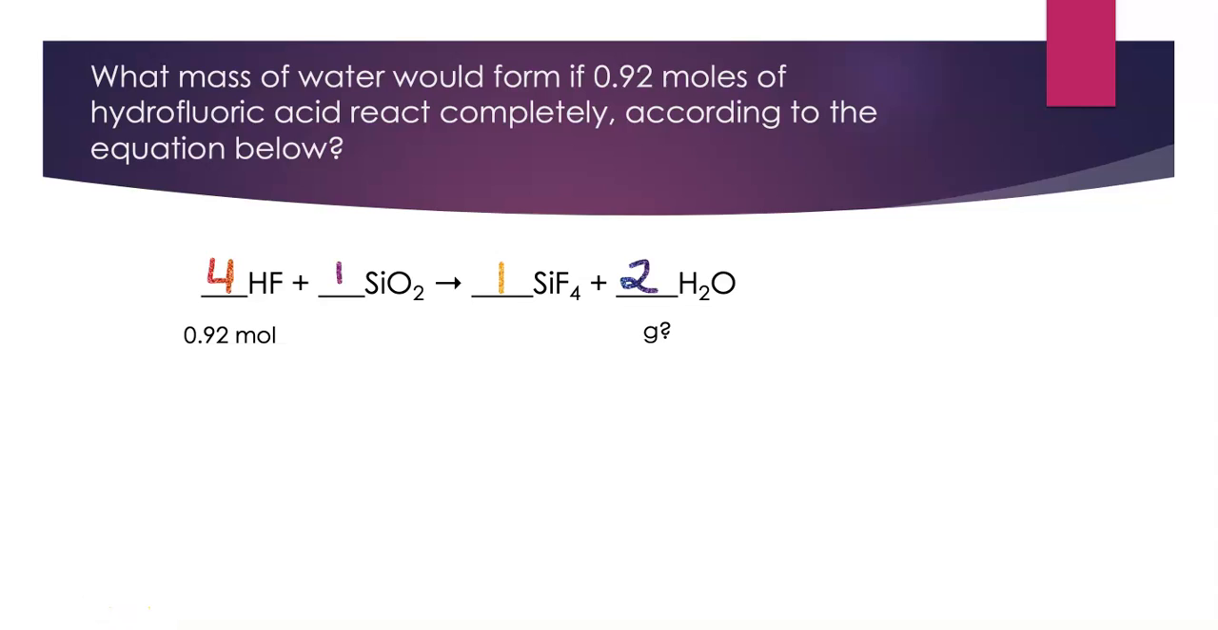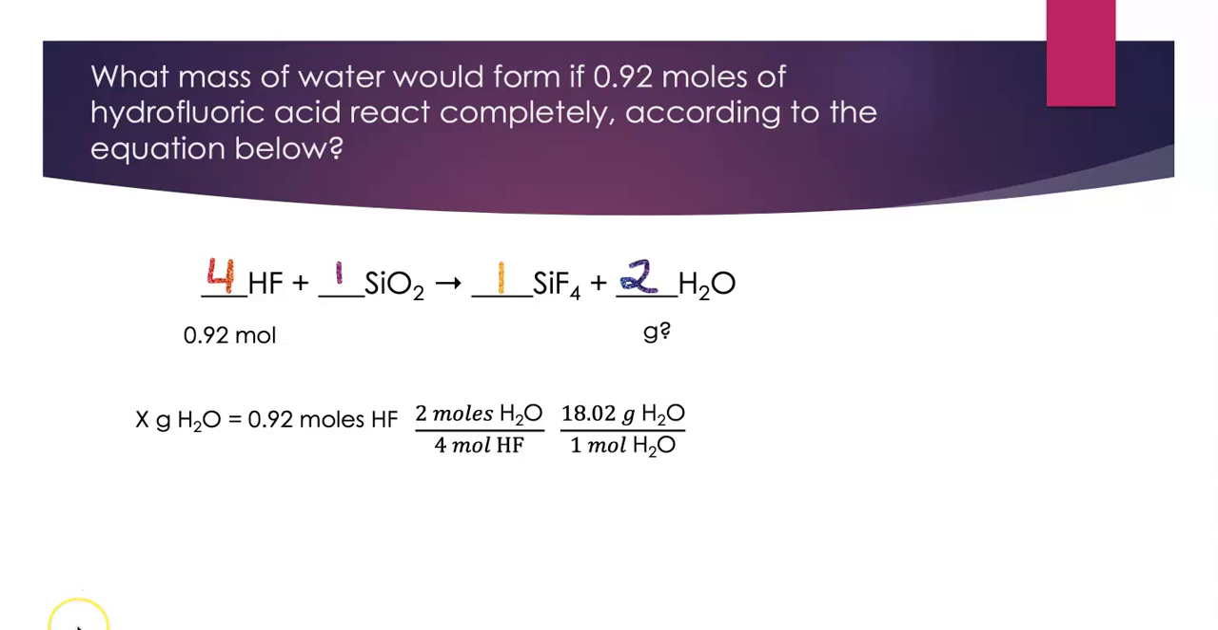Let's do the problem out as a dimensional analysis setup. X grams of water equals what I'm given. X grams of water equals 0.92 moles of HF. I need to convert from moles of HF to moles of H2O. I'll do that with my mole ratio. 4 moles of HF to 2 moles of H2O, and I got the 4 and the 2 from the coefficients of the balanced equation. I now need to use the molar mass of water to find the final answer, which is grams. I do want to point out that the numerator here is 1 mole of H2O. A molar mass is always grams per 1 mole. This is a common mistake that students make. I don't want you to make it.